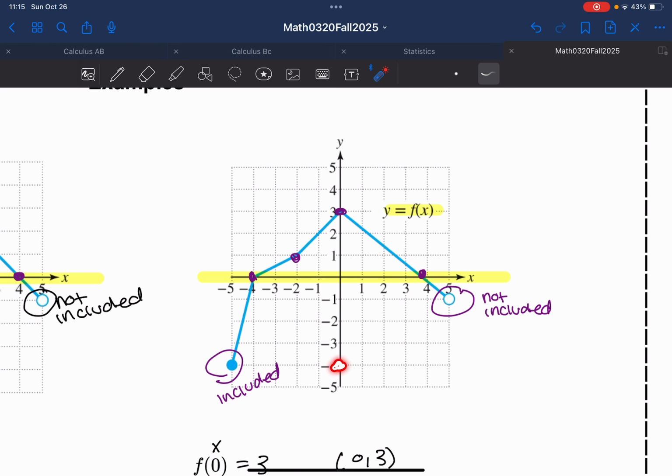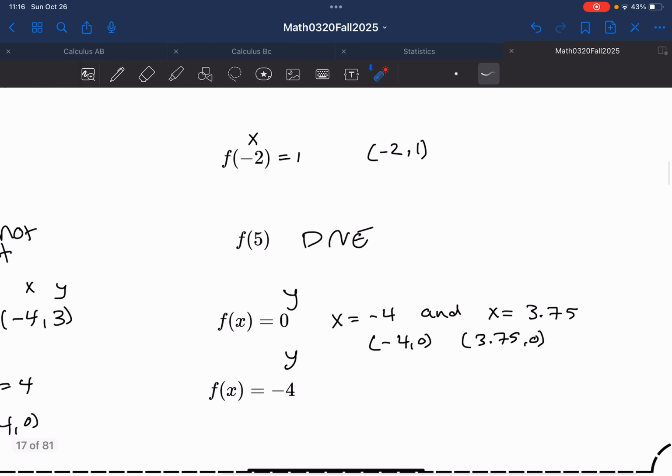And then lastly, when y is equal to negative 4, here's negative 4 on the y's. I would have to go to the left to meet my function. I meet it right here at this closed dot. Closed dot means it is included, so I can match it up with the corresponding x value, which is negative 5. So this is x is equal to negative 5, or I can write negative 5, negative 4 as my point.